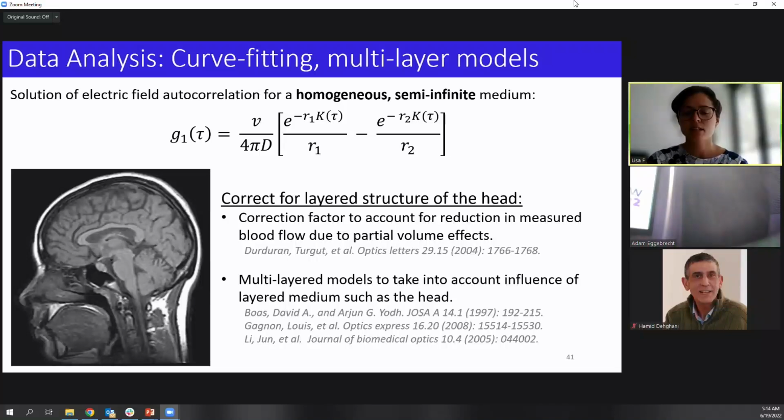In the first case, a simple correction factor was applied in order to account for reduction in the measured blood flow due to partial volume effects. And then there have also been lots of different multi-layered models that take into account the influence of layered mediums such as the head.